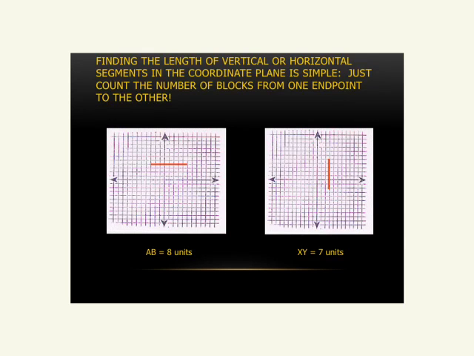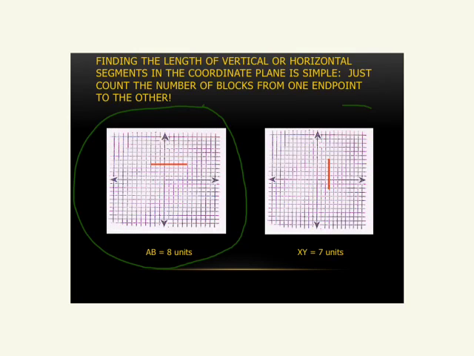Alright, the first focus of 12.4 is going to be the distance formula. What we want to do is find the distance between 2 points. Now, finding the length of vertical or horizontal line segments on a coordinate plane would be really simple. All you'd have to do is just count the number of blocks from one endpoint to the other. So if you look at the example on the left here, if I were to ask you to find the distance of that line, you would simply count blocks. And if you look at it closely, the line segment is 8 units long.